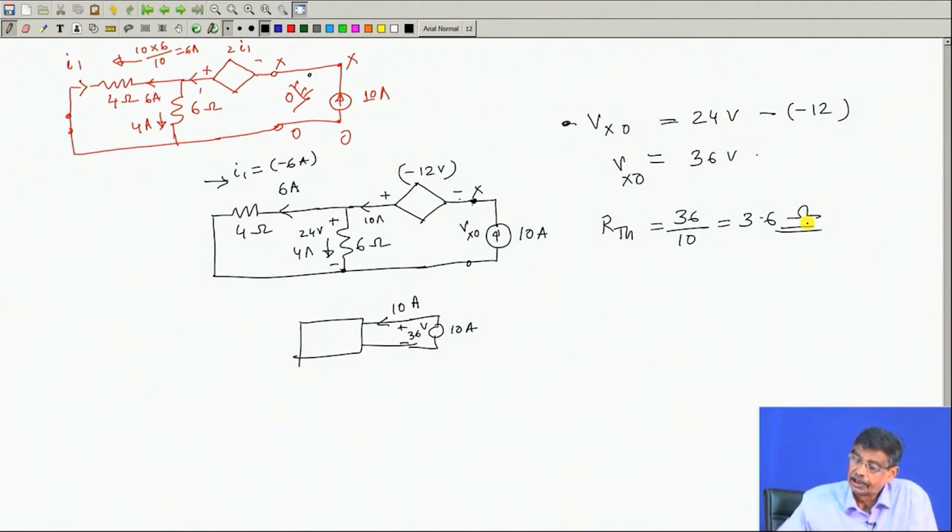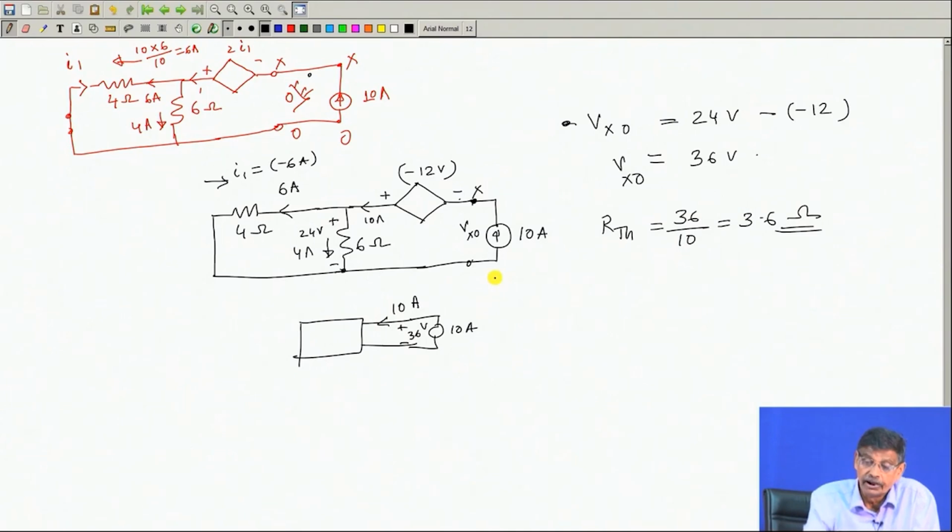Therefore, you see, to calculate the R Thevenin's, you should be careful not to replace the dependent sources. Dependent sources, let them be there like this, and you apply either a known voltage source or current source, it does not matter, we have discussed earlier, and then find out the voltage between these 2 points and the current drawn by the circuit. The division of these two will give you R Thevenin's.